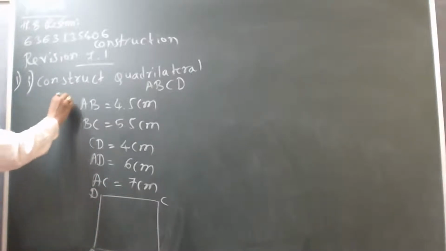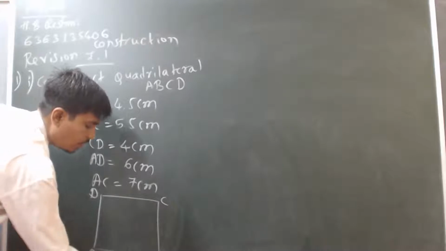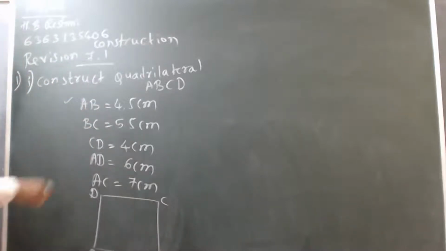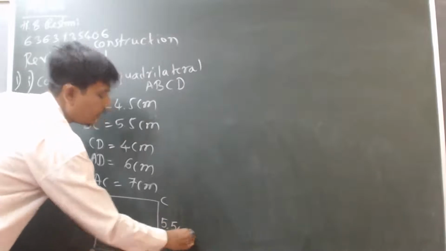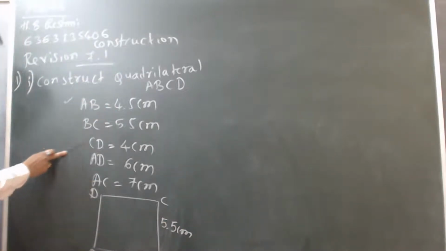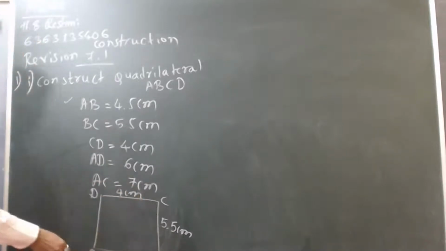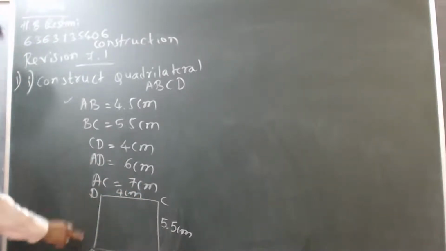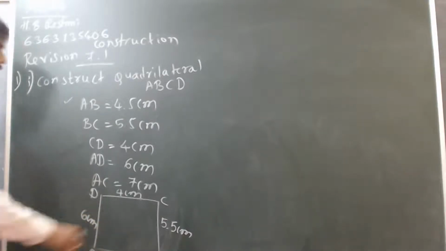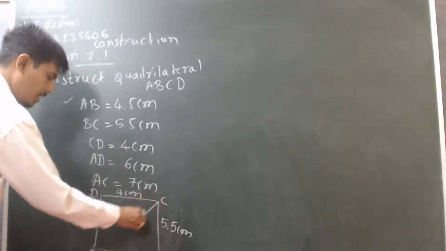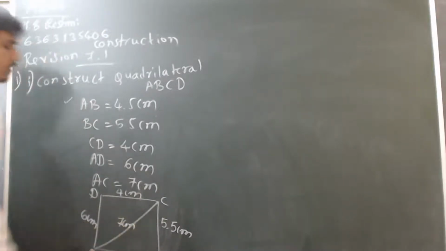According to the information, AB 4.5 centimeter. BC 5.5 centimeter. Similarly, we have CD. What is that? CD 4 centimeter. And then we have AD. AD how many centimeter? 6 centimeter. And then comes diagonal AC. What is that? Diagonal AC 7 centimeter.